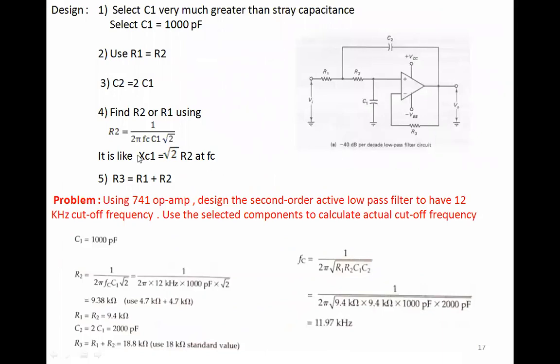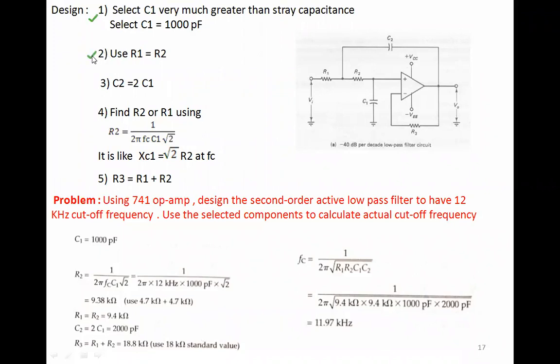Fine. Now, what are the design things that we need to keep in mind? Keep these 5 steps in mind. It will be easy for you to summarize and solve the problems. So what I have done here is I have summarized things so that it becomes easy for you to solve. So step 1, as usual, we're going to use C1 equal to 1000 picofarads, which is taken as a standard. Even for low pass, we use the same thing.